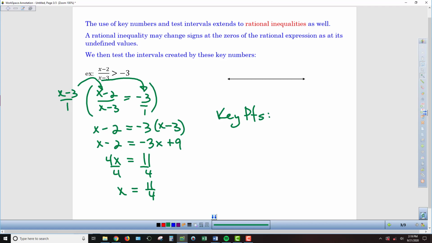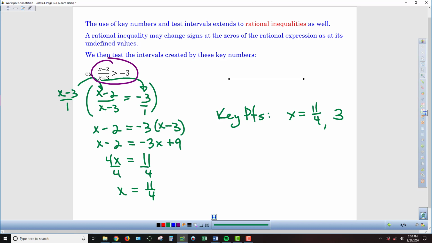It may seem as though we only have one key point, which would not be very interesting, but there is a second key point, as I alluded to. And that second key point is any number that results in division by 0 in our original problem. And so if we go back to our original here, if we look at the denominator, x minus 3, hopefully we recognize that x equals 3 would be a problem in that inequality because we would result in division by 0, which would mean a hole would open up in the universe and we'd all get sucked in and die.